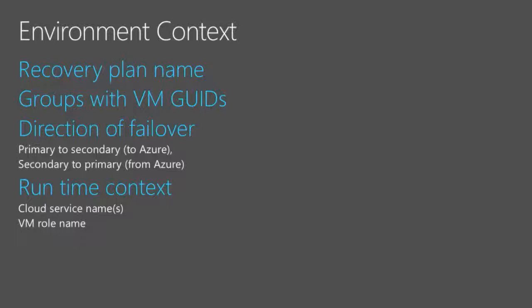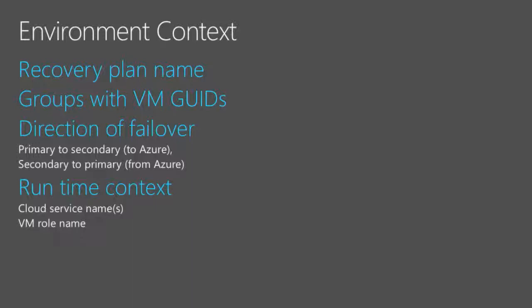Moving on, when you are using a recovery plan, you need a bunch of environment context to be able to use it. For example, what's the recovery plan that I'm working on? Again, it's because you have reusable scripts. What are the various groups, and what are the VMs that are inside them? The VMs are identified using GUIDs. And which failover is it? Is it going from on-premise to Azure or Azure to on-premise? And then, of course, we do give the entire runtime context.